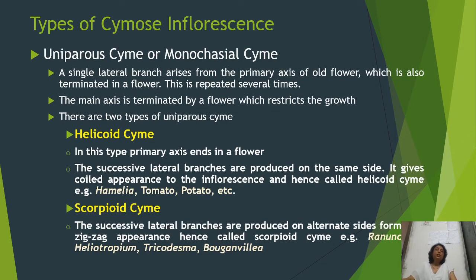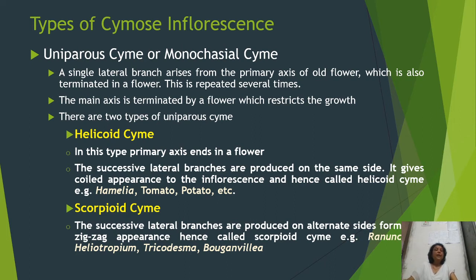The second, uniparous cyme, or we can say monochasial cyme. A single lateral branch arises from the primary axis of the old flower, which is also terminated into a flower, and this is repeated several times. The main axis is terminated by a flower which restricts the growth. There are two different types of uniparous cyme. One is the helicoid cyme and another is the scorpioid cyme.